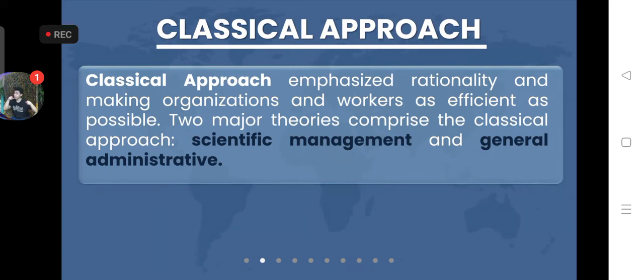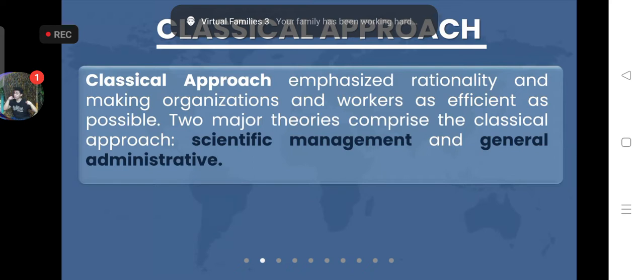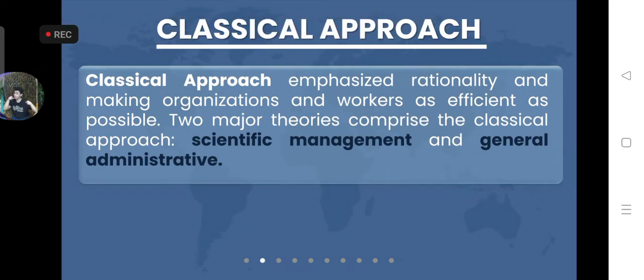So the first study of management is the classical approach. The classical approach emphasizes rationality and making organizations and workers as efficient as possible. Two major theories comprise the classical approach: scientific management and general administrative theory. So next slide please.